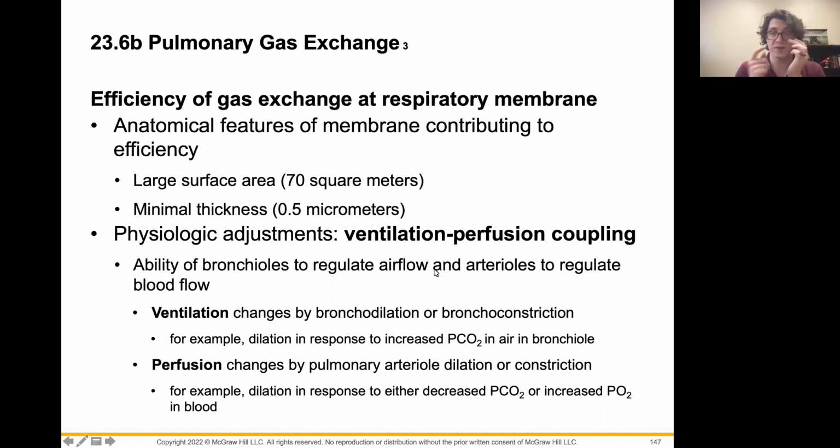Now, in order for this process to be very efficient, we need as much surface area as possible. We need as much surface area of the oxygen-rich air meeting the oxygen-poor blood, and as much surface area for oxygen-rich blood to meet oxygen-poor tissues. So we do all of this in our capillaries, because capillaries give us much larger surface areas in the tissues and in the alveoli.